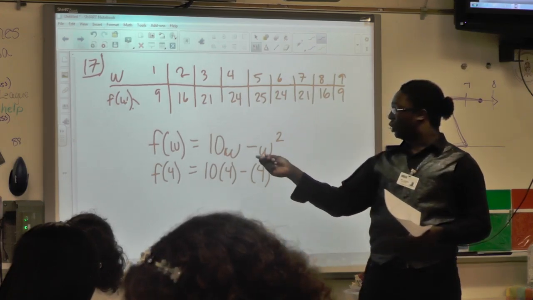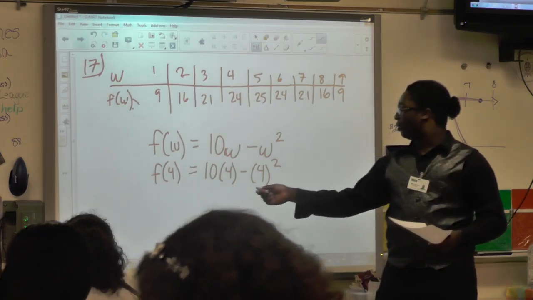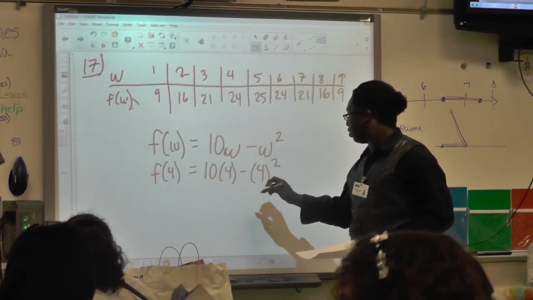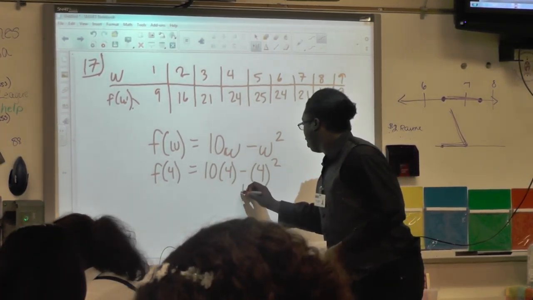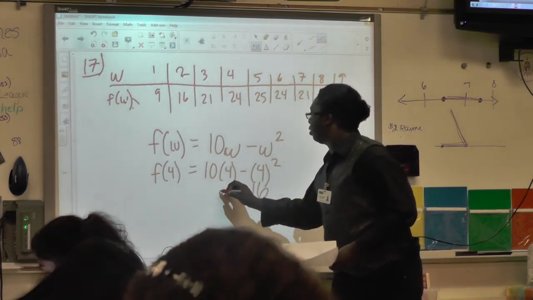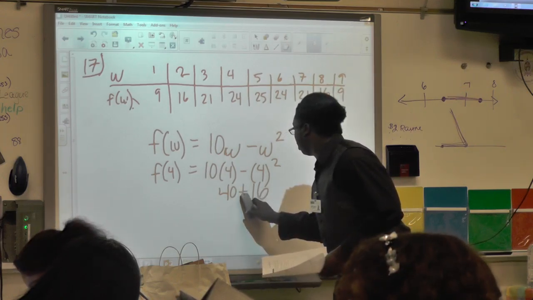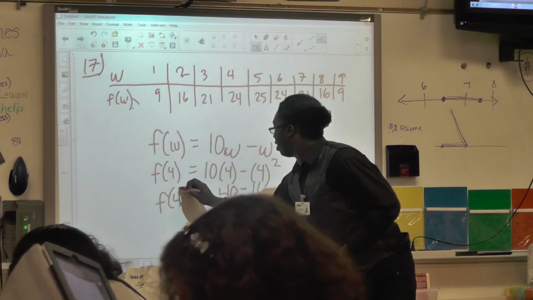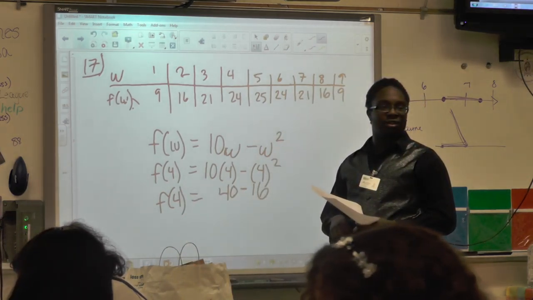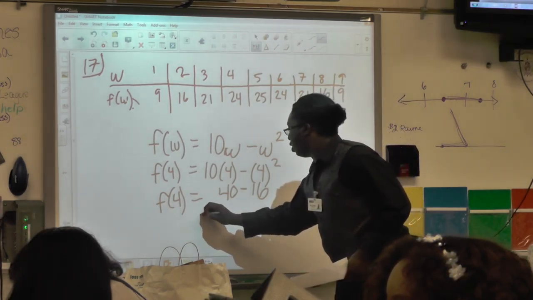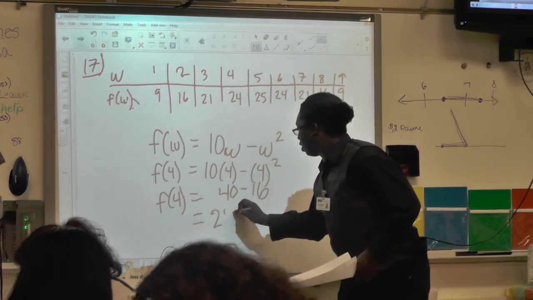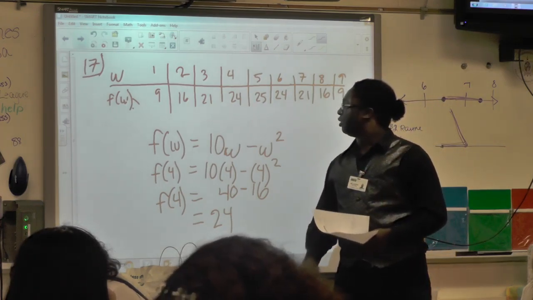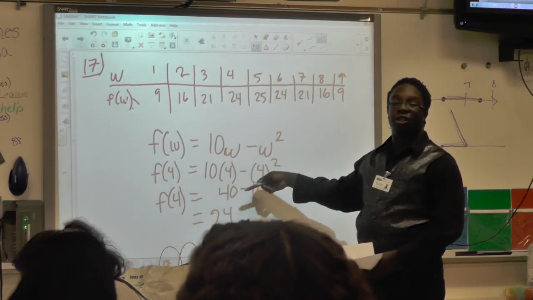Which operation should we perform first in our equation? 4 to the second power, which is 16. And that leaves us with 10 times 4, which is 40. Don't forget your signs. They do matter. And 40 minus 16 is 24. Everyone get 24 for 40 minus 16? So when we sub in 4, we get out 24. Does everyone see how we subbed in the 4 to the equation? That's how we got F of W.